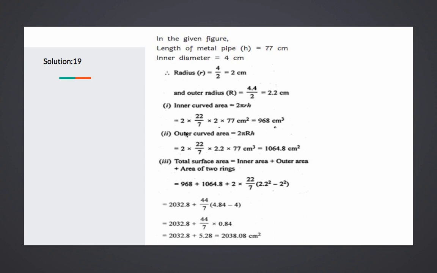Second part, outer curved surface area. Yes, of course you can guess it: 2 pi capital R H. H remains the same. Substituting the values, yes, this is the outer curved surface area. Fine. The last part of the question says total surface area.